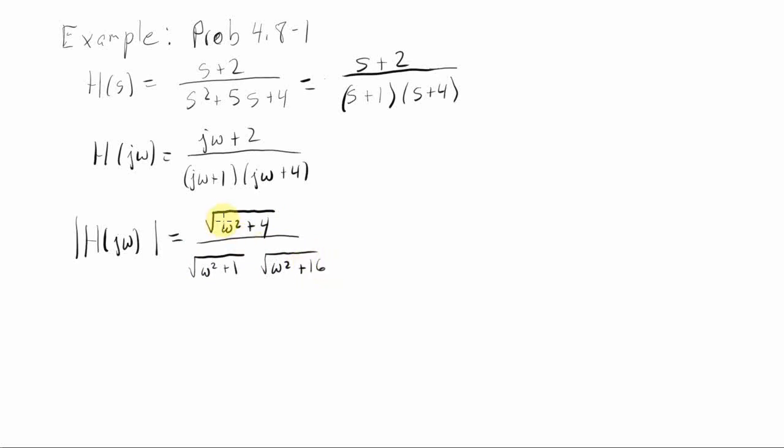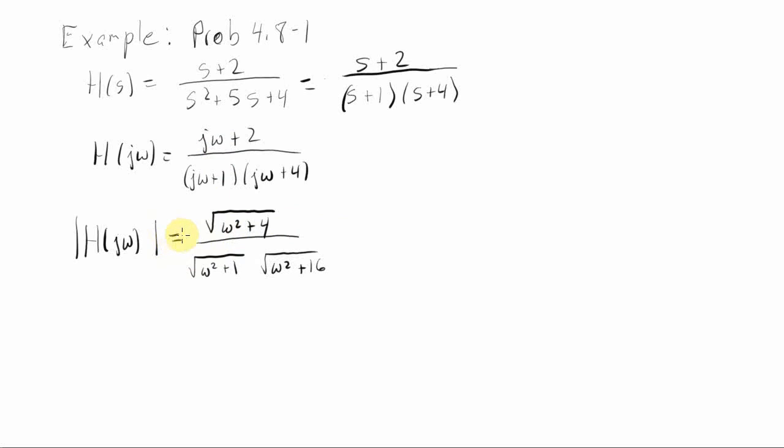Notice here that when I'm finding the magnitude, it's the imaginary part of the number, which is just omega. The imaginary part is not j omega. So the imaginary part squared is omega squared, not j omega squared. That would actually lead to a minus sign. So this is the magnitude response.